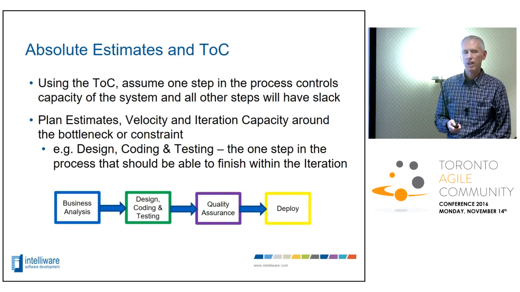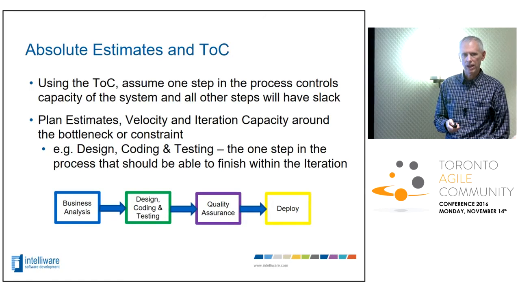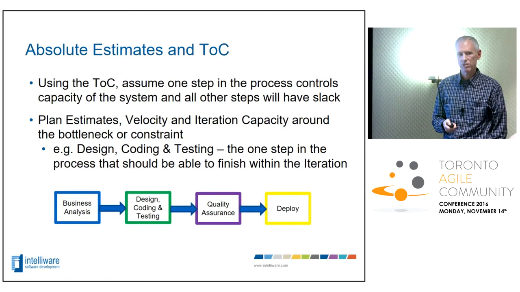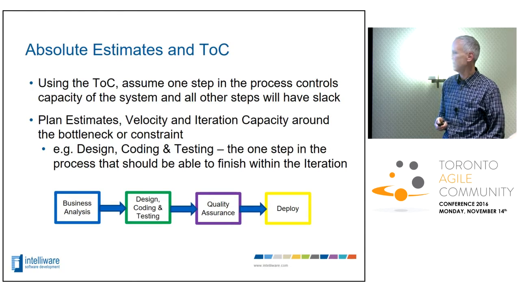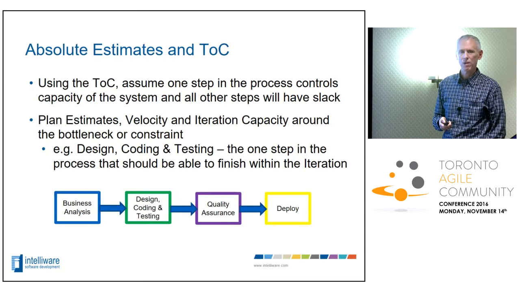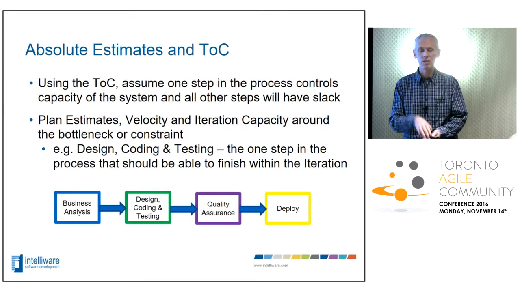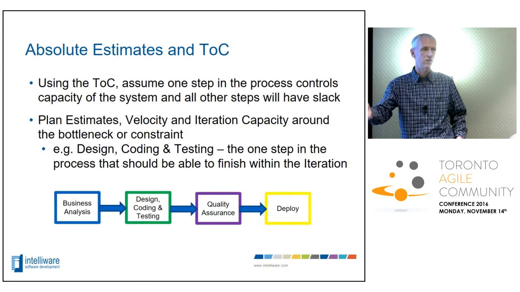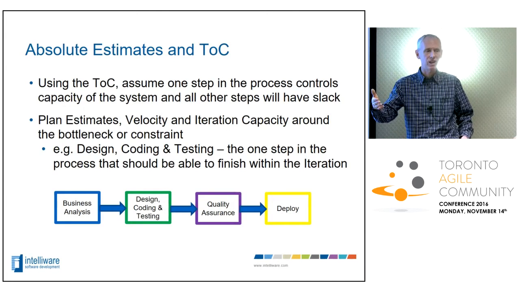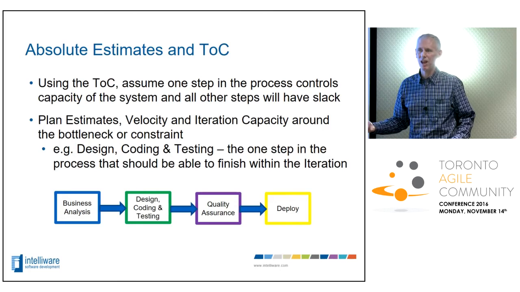So you should do your planning around your bottleneck and assume that the other steps in the process are running in slack. That's the basic premise of how the theory of constraints applies to ideal day estimates. If you're doing absolute estimates or relative estimates, you're really just planning throughput of the number of stories you can finish in an iteration. So this stuff really doesn't apply there.